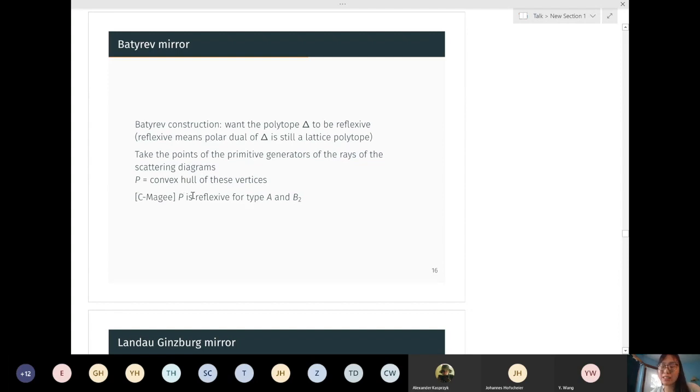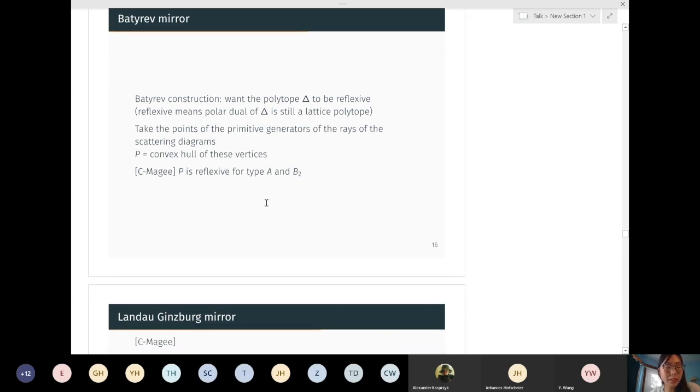You can see that for G2, the polytope is no longer our guess. It cannot be positive. But here for type A2 and B2, we can even show those are reflexive. So you can see that gives good confidence that we can think about something like a Batyrev mirror.